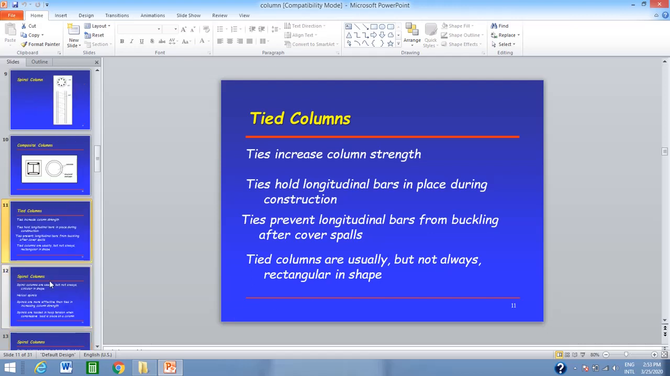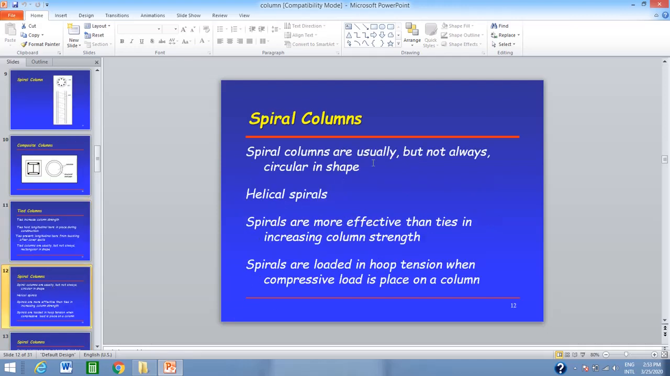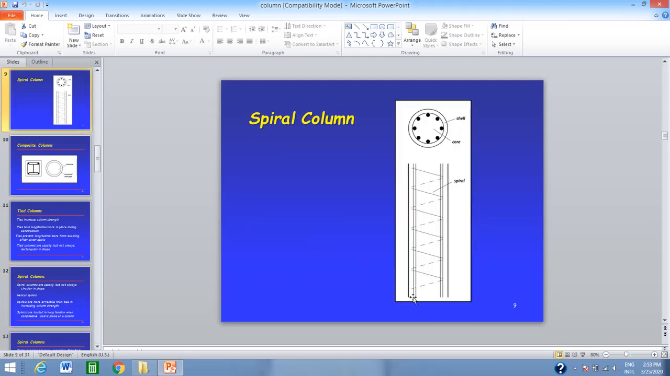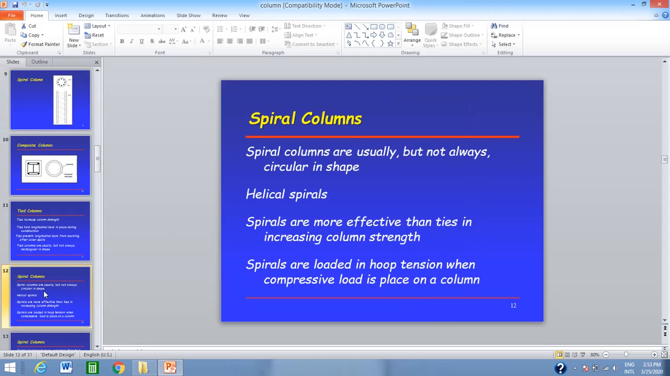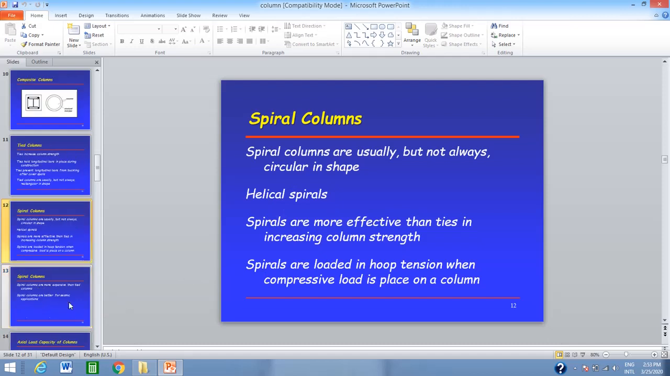Spiral columns are usually, but not always, circular in shape. Helical spirals look like this. Spirals are more effective than ties. Definitely, if you provide a helical spiral in the column, the strength of the column will increase. And when we apply a load on the spiral column, a hoop stress is developed in the column, so you have to design the spiral for the hoop stresses also.